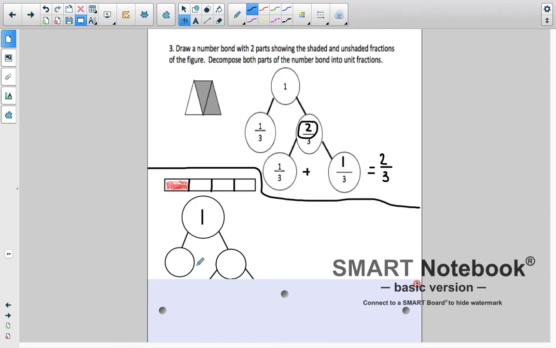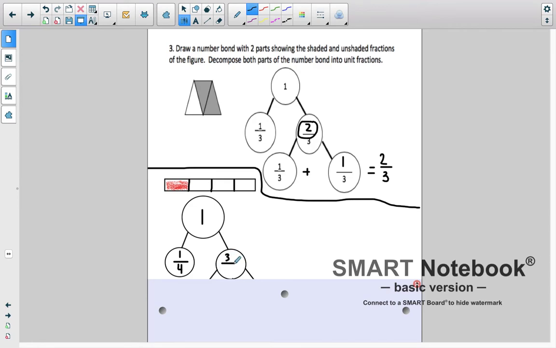Now let's put in our first bond, the shaded part. So we see that there's 1 shaded piece, and there's 1, 2, 3, 4 equal pieces. Okay, now let's do the unshaded part. 1, 2, 3.